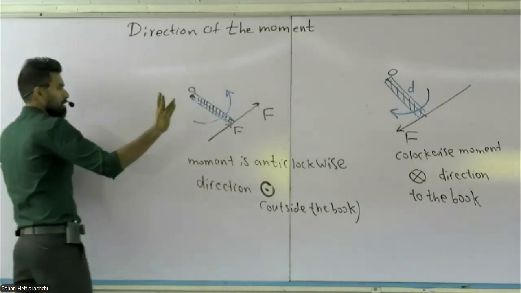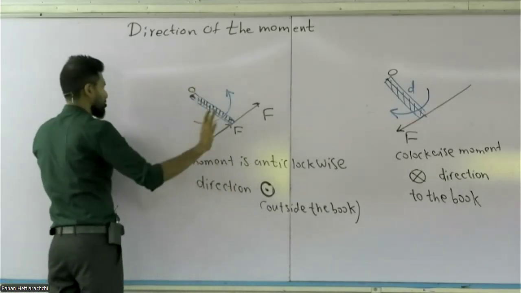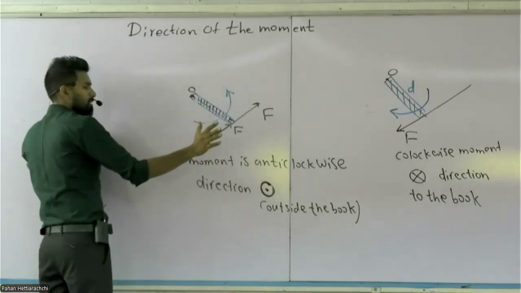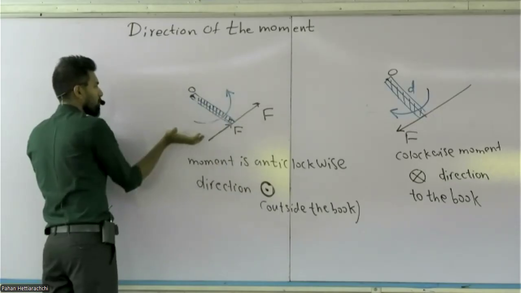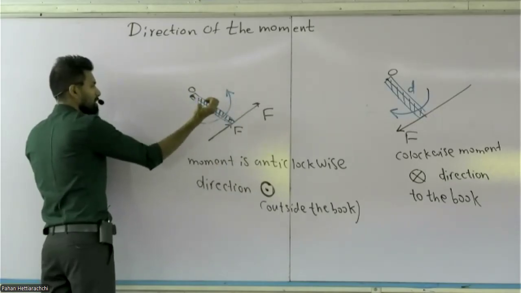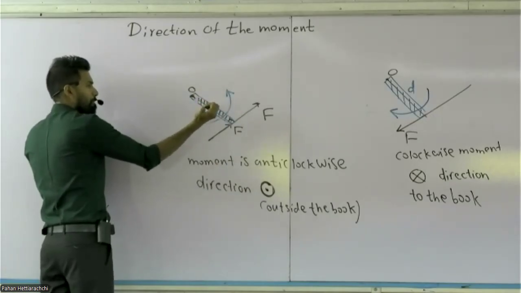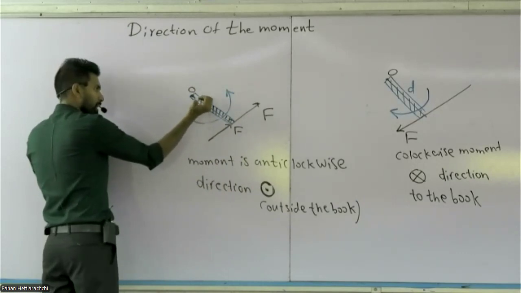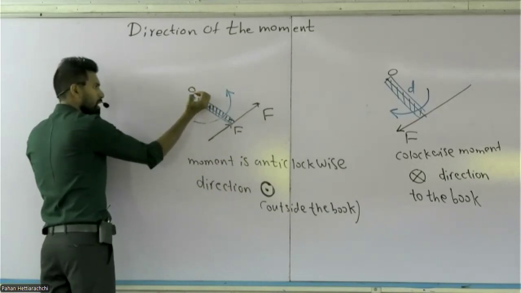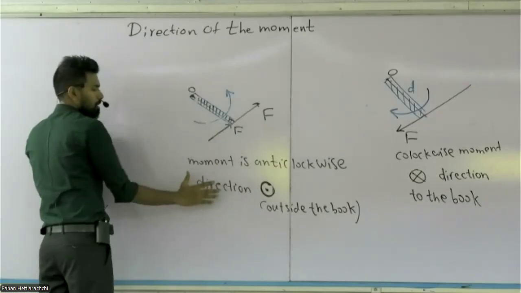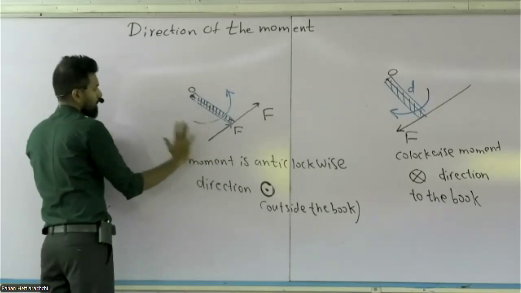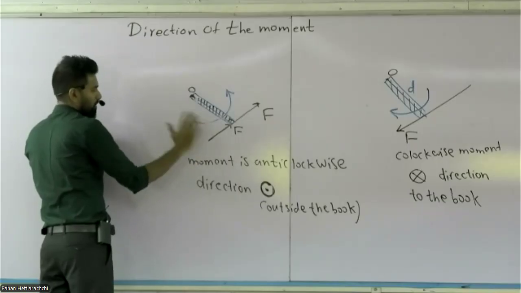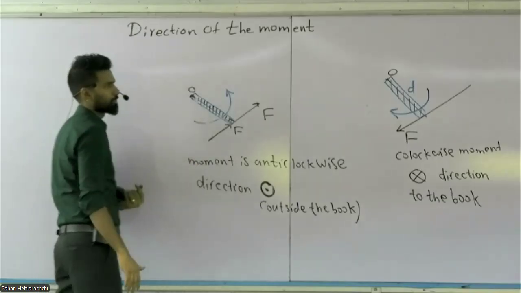Now on your right hand, turn the remaining fingers in the direction the moment goes, clockwise or anti-clockwise, keeping the thumb like this. Then the thumb shows a direction: outside the book. So the direction is outside the book. We'll write them one by one. Before that you have to complete this diagram.